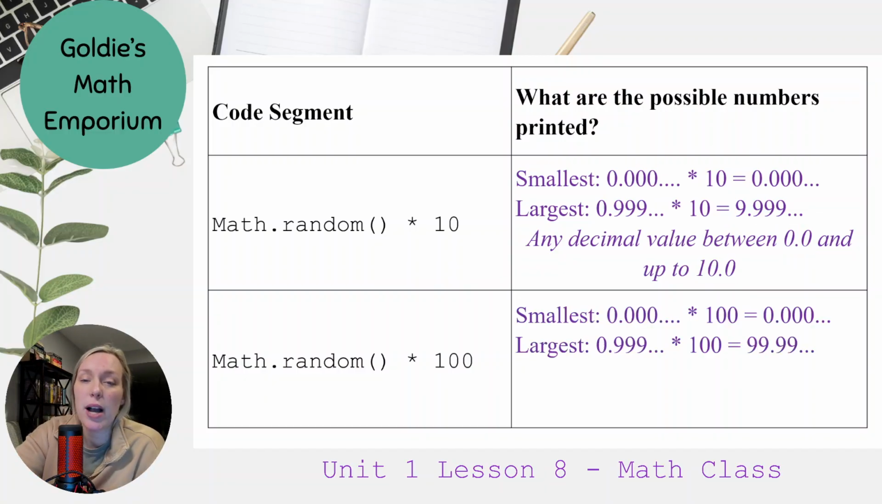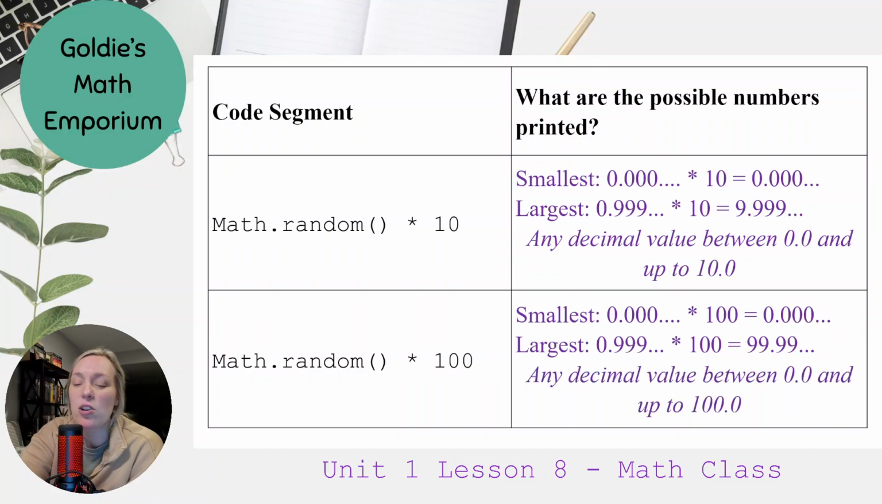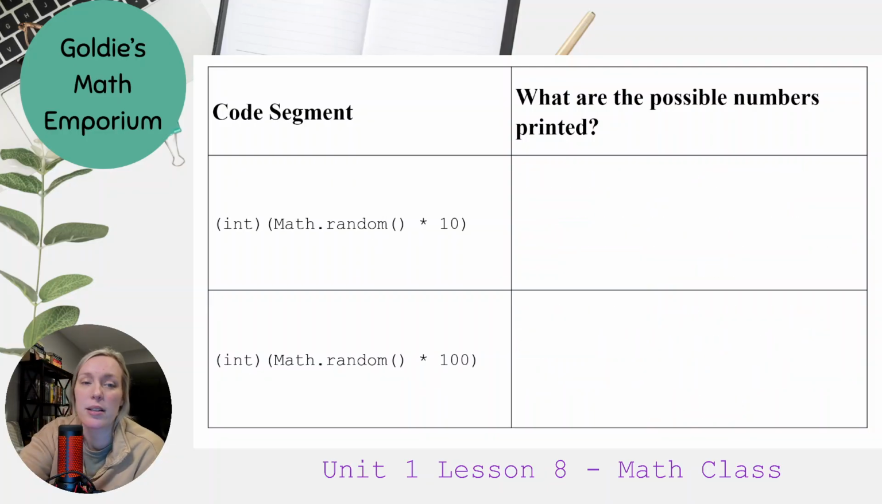If we change this to 100, same idea. The smallest number is 0 times 100, which is still 0. The largest number, 0.99999 times 100, is 99.99999. So this code segment produces any decimal value between 0 and up to, but not including, 100. So we're getting closer to those integer components.